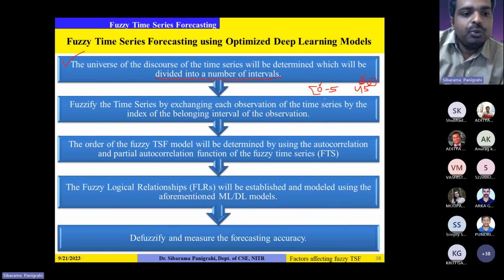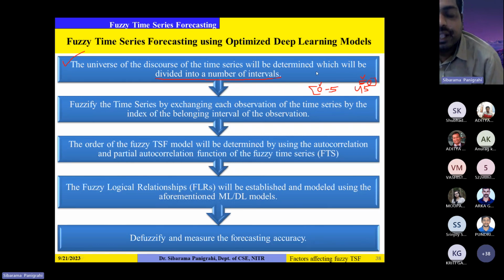Now what we have to do is fuzzify the time series. So the first step is to define the universe of discourse and split it into a number of intervals. But here, I have split the universe of discourse into equal length intervals. Equal length intervals means 0 to 10, the length is 10. 10 to 20, length is 10. 20 to 30, length is 10. 30 to 40, length is 10.